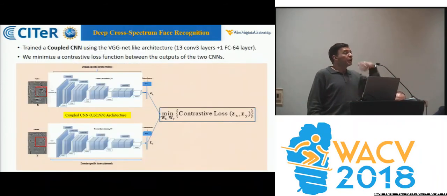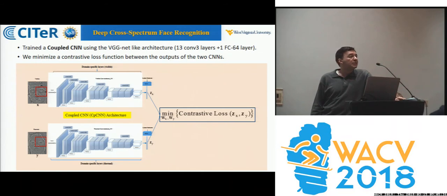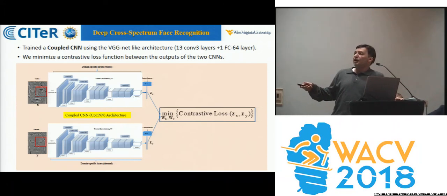The technique we are going to use is coupled CNNs. I have two CNNs and I couple them together. One is trained for the visible imagery. So if that's your visible imagery, you train it and you get an output. This is the fully connected layer, and you get a ZX. For your thermal, same thing, you get a ZY.